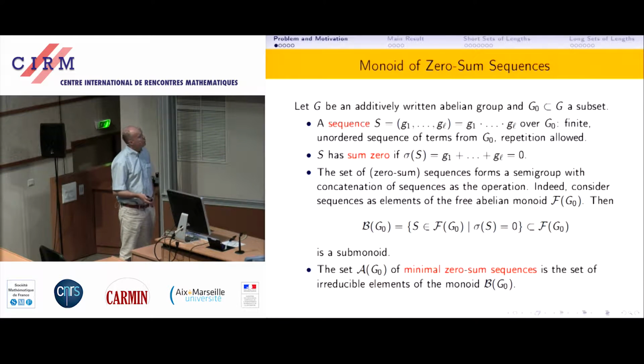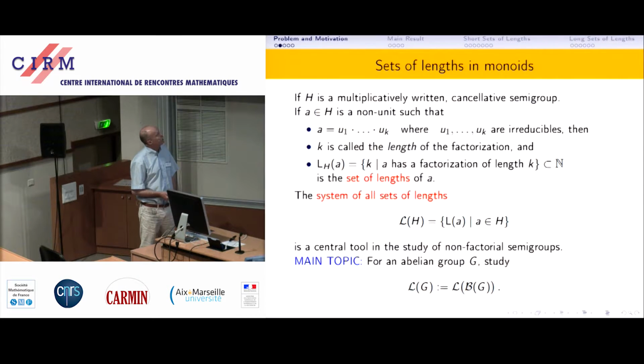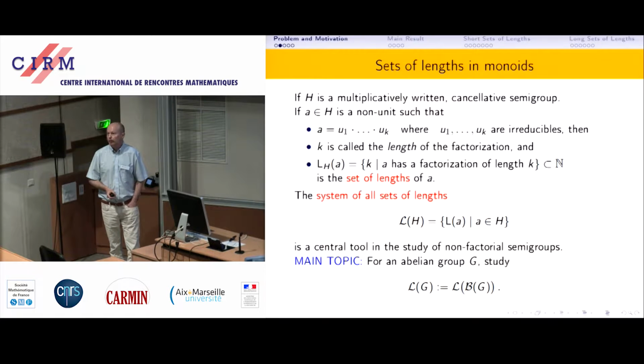So what is a minimal zero-sum sequence? If the elements of the sequence sum to 0 and no proper subsum is equal to 0, and these are of course the irreducible elements of the semigroup. Well, so we have a semigroup. Suppose you have an arbitrary semigroup, commutative or not.